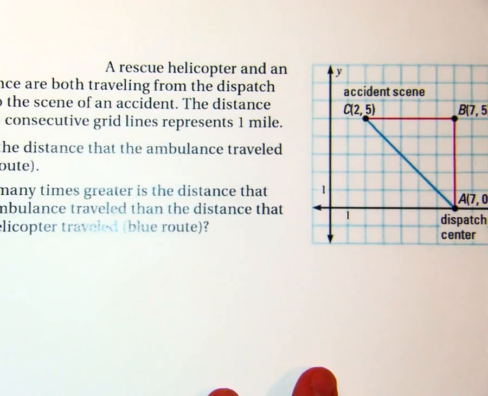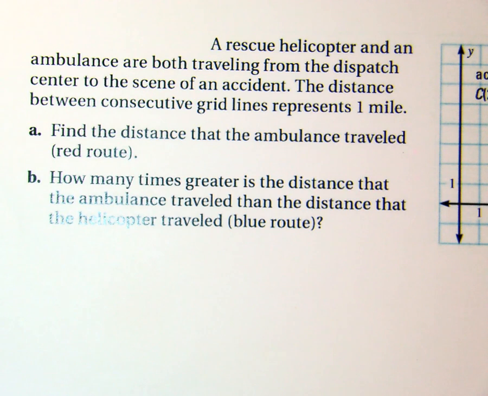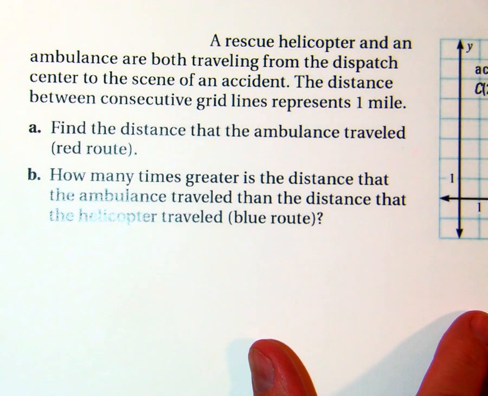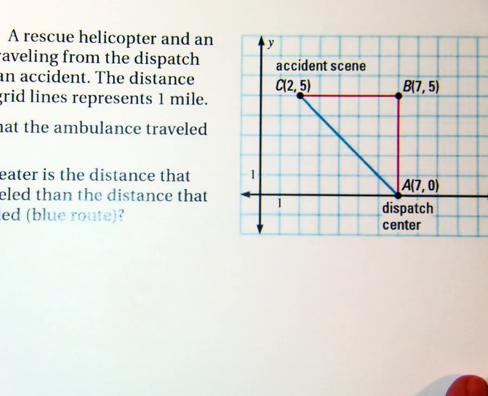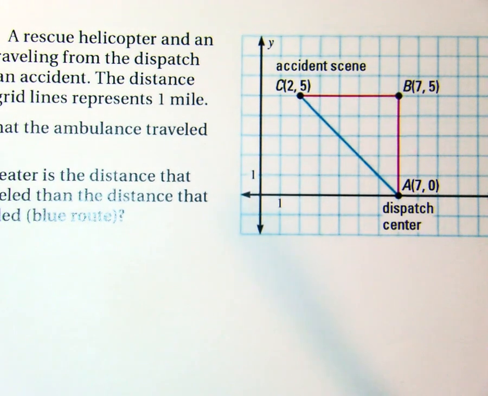Okay, an example here. A rescue helicopter and an ambulance are both traveling from the dispatch center to the scene of an accident. The distance through the grid lines is 1 mile. Find the route that the ambulance traveled and how many times greater was it than the actual direct route. Okay, this is an ambulance that's going on city blocks. It can't go straight. It can't just fly unless it's a helicopter ambulance, in which case that would be a good thing to do. So what do we have here?